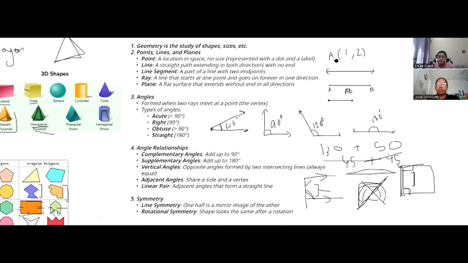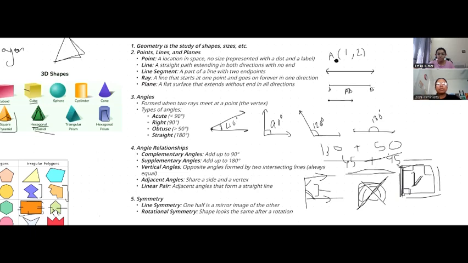While this and an angle here, for example, these both won't be adjacent because they don't share the same side, right? Because this shares this side and this side, but this angle shares this side and this side. And then we have linear pairs. These are adjacent angles that form a straight line. So you can say this is a linear pair because they form a straight line and they are adjacent angles.